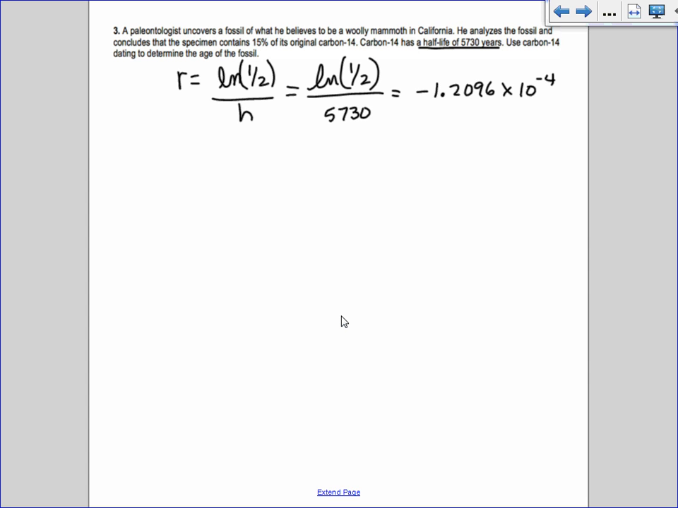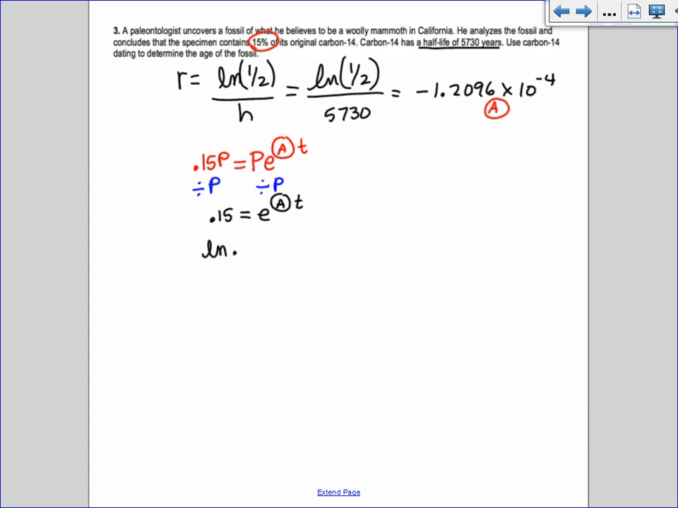All right, now the rest of the question is saying, how long does it take? So he uncovers a fossil that he believes to be a woolly mammoth. He analyzes the fossil and concludes that the specimen contains 15% of what it originally had. So if I start with p, I'm now down to 0.15 p. And my rate is what I've stored. So the key to this problem is realizing that the p's don't matter. When you divide out, it goes away. So you have 0.15 equals e to the a times t. You do natural log of both sides.